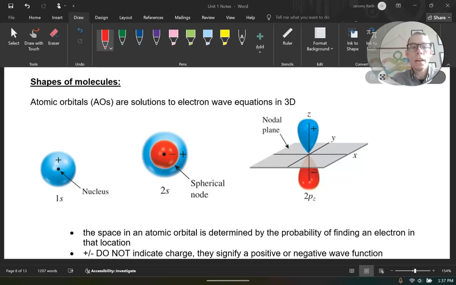Now, those individual atomic orbitals don't make sense, though, for when things bond. When things bond, they start to form molecules, and you get your molecular orbitals. The conversion between an atomic orbital to a molecular orbital will go through a process called hybridization to describe why things can actually form bonds.